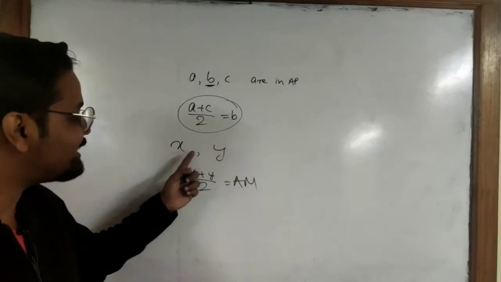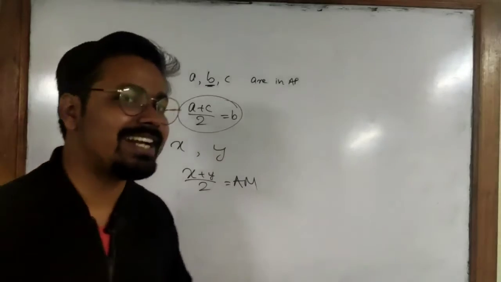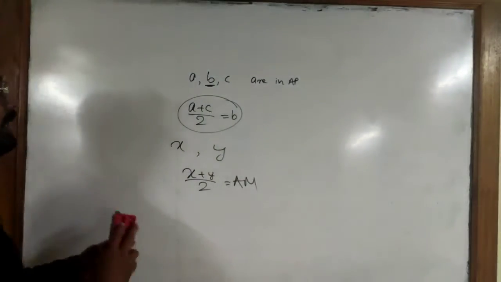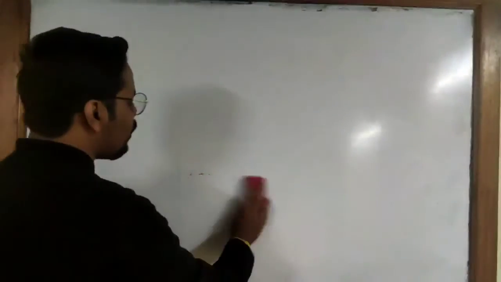How many values are there? 2, x and y. So divided by 2. Just like you find average, you have to find arithmetic mean as well. So now let's see how to solve this.